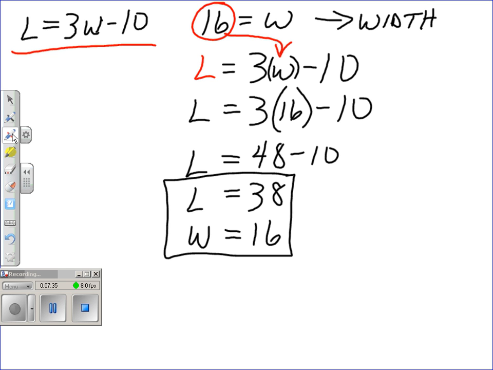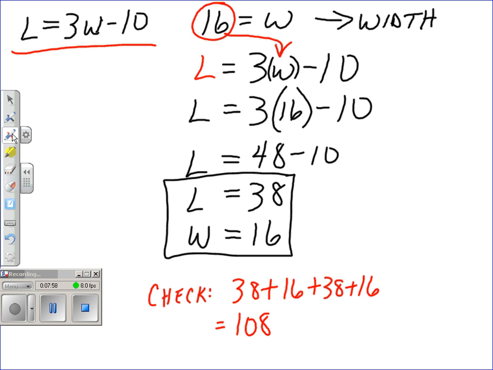Now, I'm going to go ahead and check. You should always check your answers. And remember, perimeter was just the sides, add it all up. So if I add all the sides up, I add up a length and a width and another length and another width, because I walked all the way around that rectangle. And I put that into my calculator, and it adds up to 108, which is exactly what my perimeter was supposed to be. So that works out.